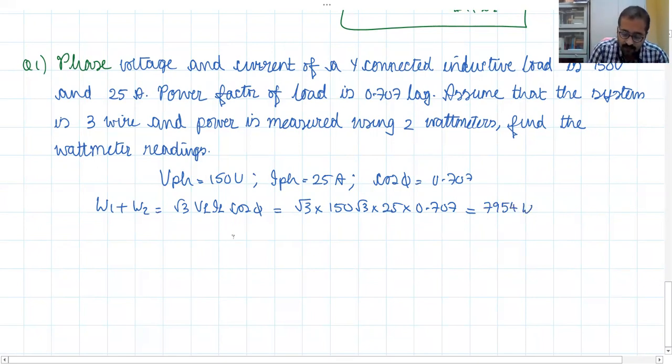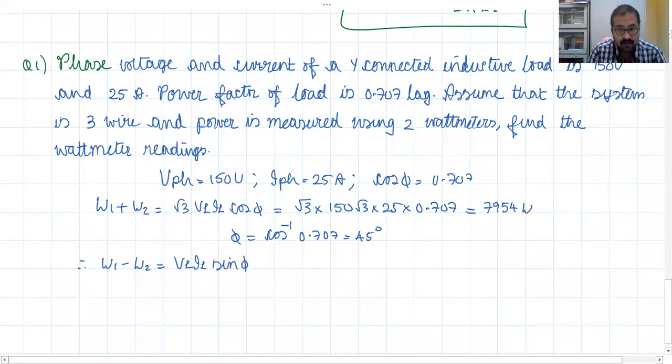Now we know cos phi, so you find what phi is. Cos inverse of 0.707 will be around 45 degree. Now we also know what W1 minus W2 is: VL IL sin phi. So once you know phi, you can find sin phi. Sin 45, so that value you can find.